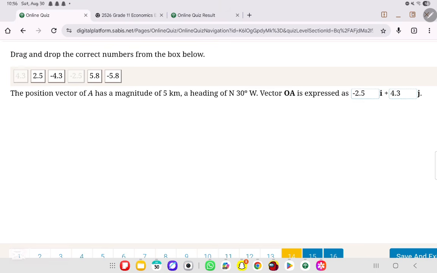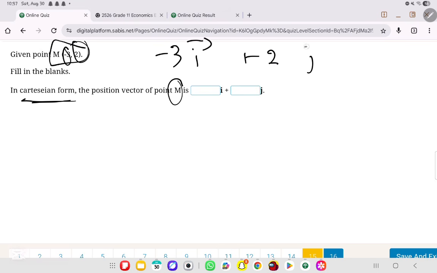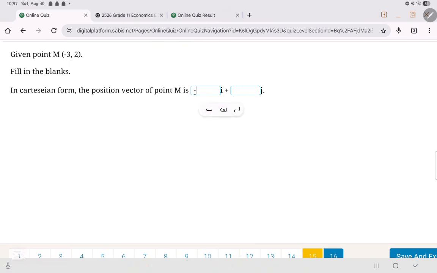Let's move on to question number 15. In Cartesian form, again, we came across the Cartesian form. The position vector of point M. I don't know if I've seen a harder question than this. This is so hard, guys. No, it's so easy. Come on. Look, they gave you the point. You need to put it in Cartesian form. Very simply, with the x, which in this case is minus 3, you will put i next to it. And with the y, which in this case is 2, you will put the j next to it. So it's minus 3i plus 2j.